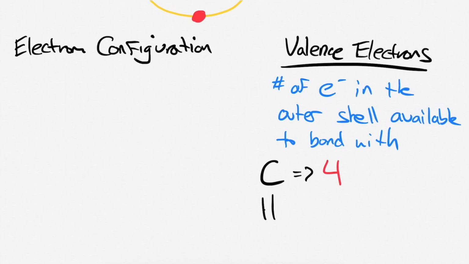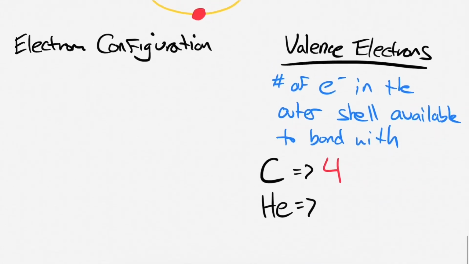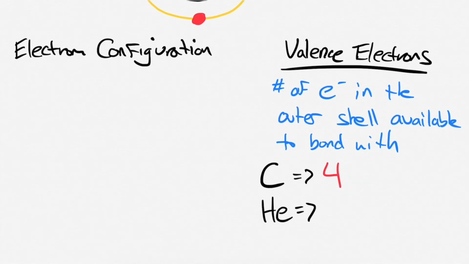Now for helium, there are 2 electrons in the outer shell. But since it's a full electron shell, helium doesn't want to bond with anything. It just wants to stay happily with those 2 electrons in the outer shell. And if the number of valence electrons is the electrons in the outer shell available to bond with, both of those electrons are not available to bond with. So for the number of valence electrons for helium, we're going to say it is 0.